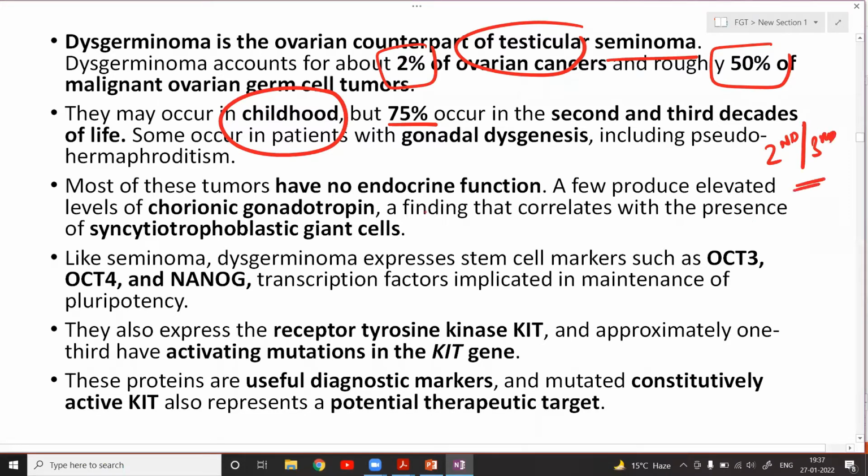Now, most of these tumors do not have any endocrine function, and a few of them might produce beta HCG. That beta HCG production is attributed to the presence of syncytial trophoblastic giant cells. This is very non-specific, and syncytial trophoblastic giant cells might be present in other germ cell tumors like embryonal carcinomas as well. Like seminoma, dysgerminoma shows positive markers like OCT3, OCT4 and NANOG, and they are also positive for activating mutations in the KIT gene. So these become very useful and important molecular diagnostic markers of dysgerminoma.